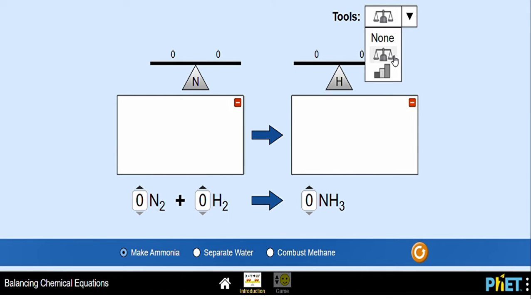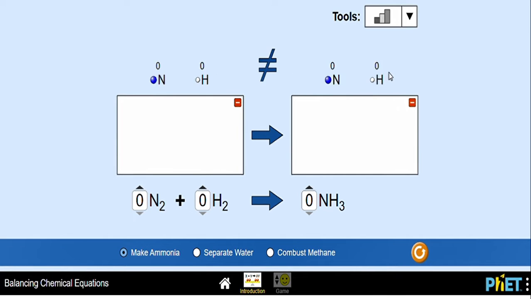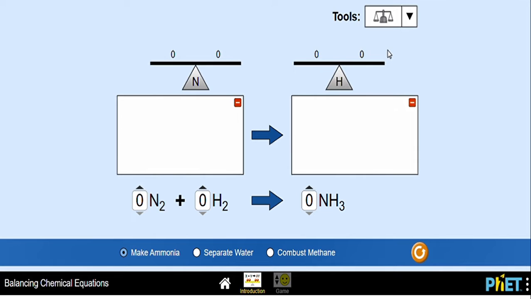for balancing the elements whose atoms you have to balance, and this is another way for balancing. So we are going with each tool one by one. Okay, so let's go with the balancing tool. The first equation in front of you is make ammonia.